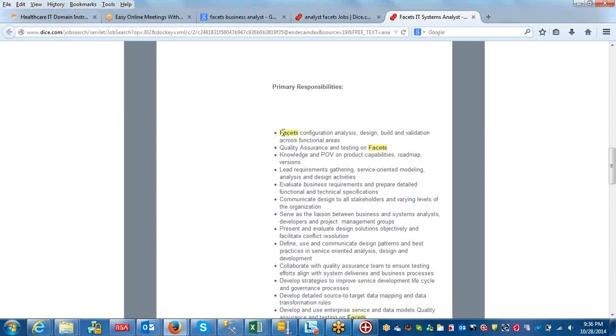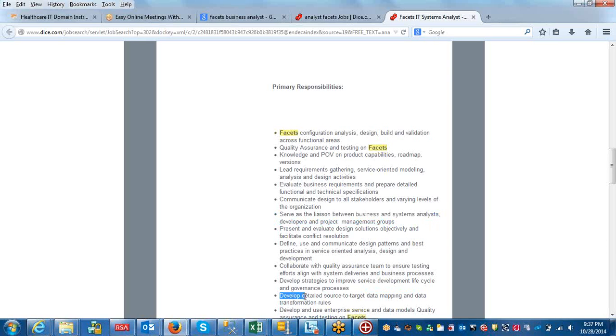So they are looking for someone with Facets configuration analyst skills. Then they are looking for quality assurance and testing on Facets. So you can target these types of jobs, or if my search was pretty open, that considers the analyst job. So see here, read this. Serves as a liaison between business and the system analyst, developer, and the project management group. Who will that be? It will be a business analyst. It will be one of you or all of you at different locations, different places.